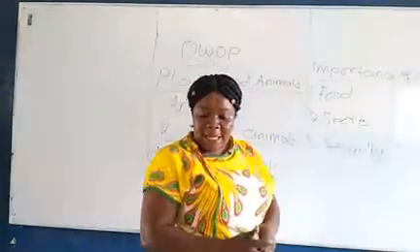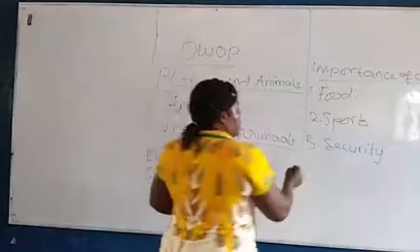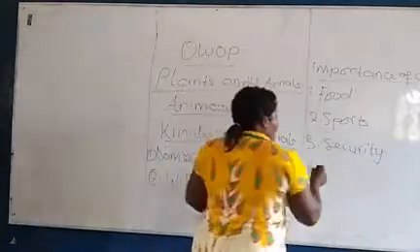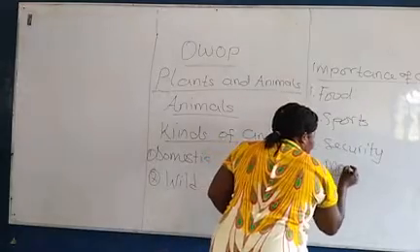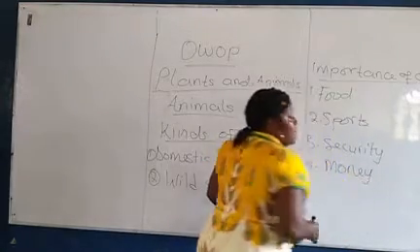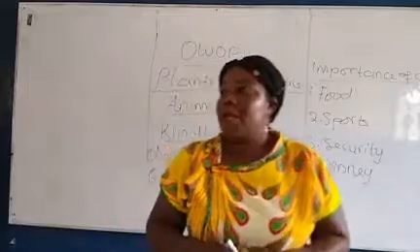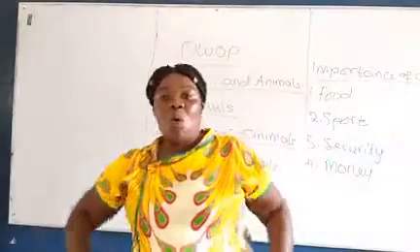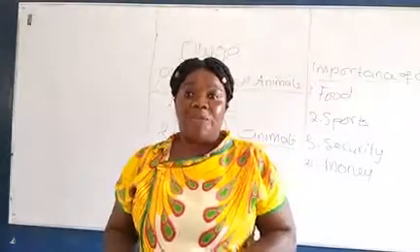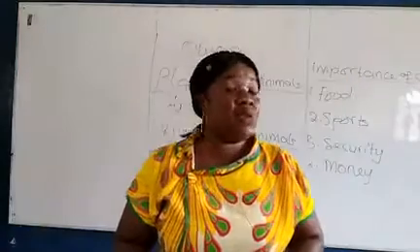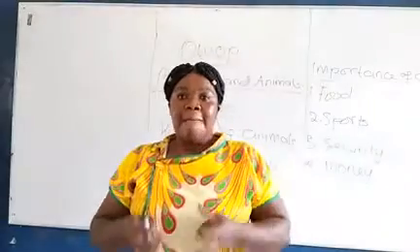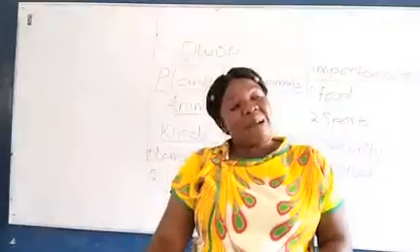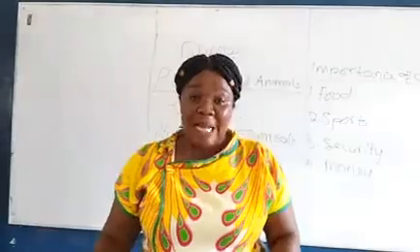All right, now the next but not the least, which is four, is money. Money. The Igbos will call it ego. The Yorubas will call it owo. And in Ghana, the Twi people, the Akans, will call it sika. Money.